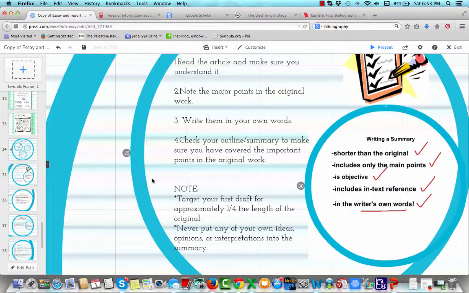And one more thing you need to look at, and this is important, ladies and gentlemen. Never put any of your own ideas, opinions, or interpretations into the summary. A summary is you are simply summarizing, right? Giving a shortened form of what you have read. That's it. Nothing else. Do not include your own opinions or ideas. Fair enough?